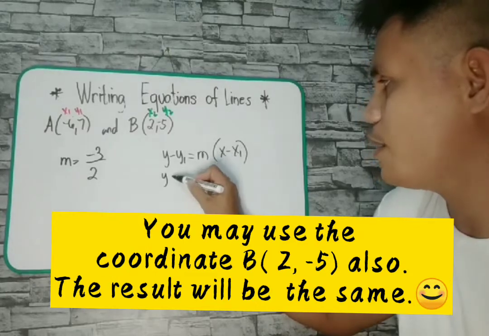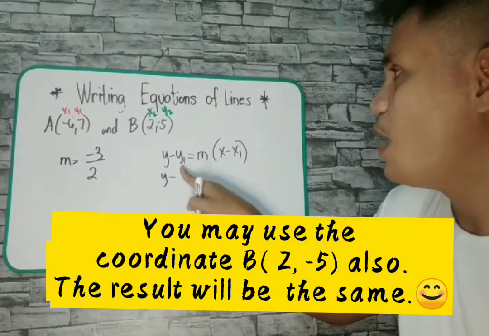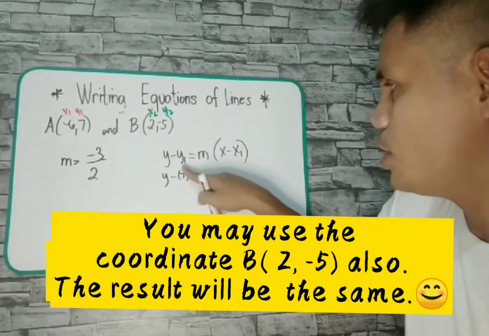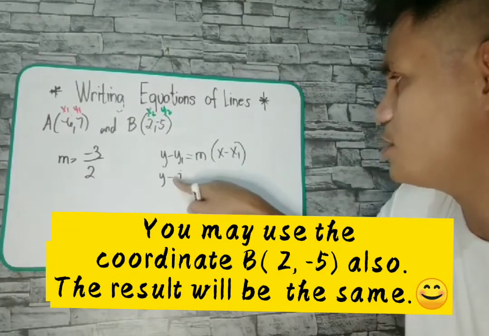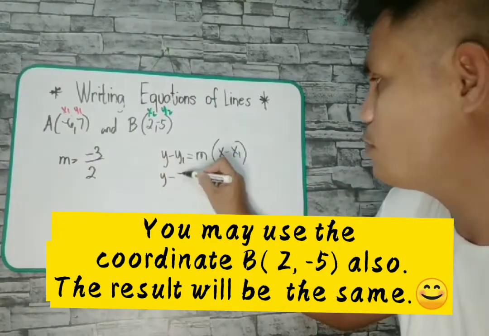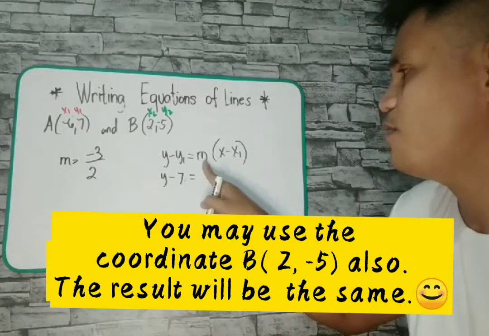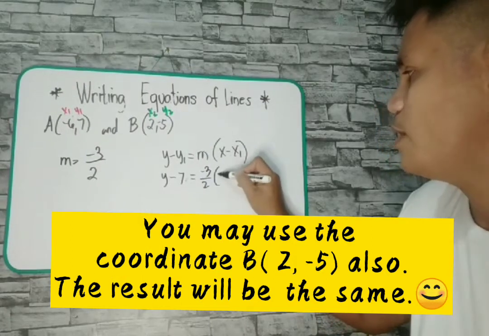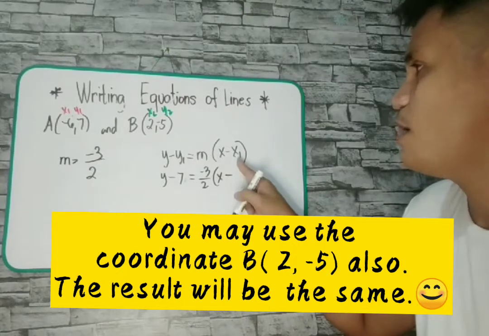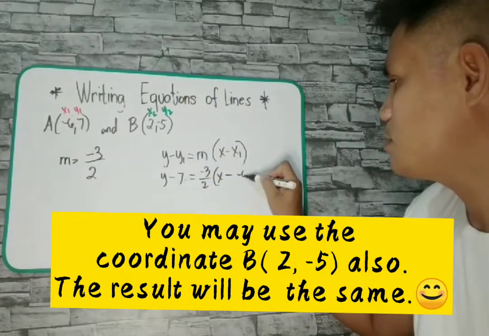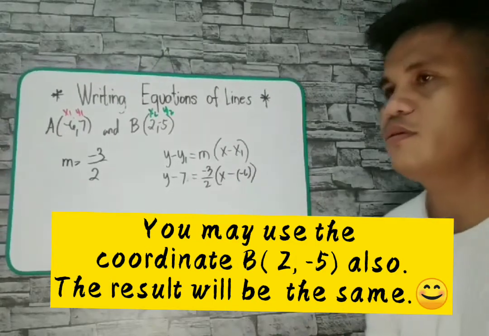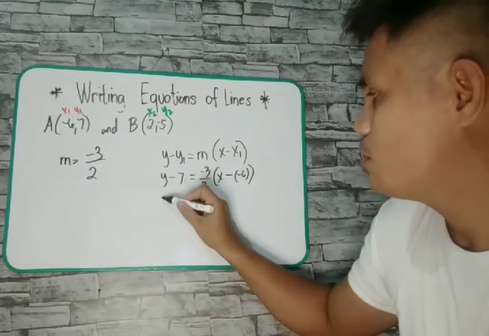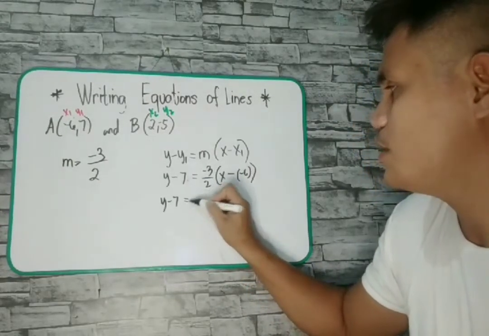Let's copy variable y minus, what is our y1? Our y1 is positive 7. So we could also remove this parenthesis since the given is positive. What is our value for m? That is negative 3 over 2, negative 3 over 2 quantity x minus, what is our x1? That is negative 6. So we can use the parenthesis now because this has a negative sign. Now, what is the next step? Let's copy y minus 7 for the meantime.